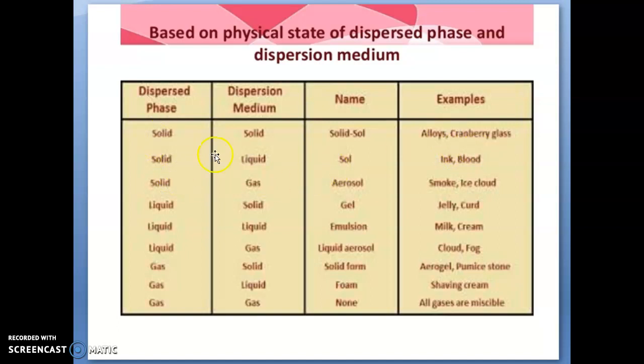Dispersed phase solid and dispersion medium liquid means it can be called a sol. Ink and blood are examples of sol. Dispersed phase solid and dispersion medium gas, we can say it is an aerosol. Examples of aerosol are smoke or ice cloud. These are the different types of classification of the colloid system.